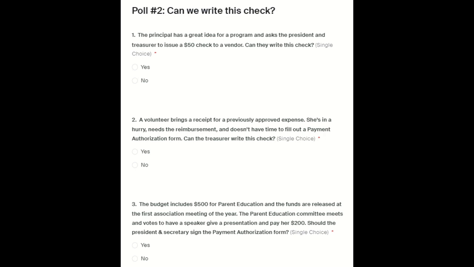Let's go through. Okay. The third question. The budget includes $500 for parent education, and the funds are released at the first association meeting of the year. The Parent Education Committee meets and votes to have a speaker give a presentation and pay her $200. Should the president and secretary sign the payment authorization form? And that would be no also, because remember we said that the committee cannot commit to expenditures. They have to be approved by the board or the association as an authorized expense. So no, they may have invited the speaker and stuff, but they can only make recommendations because like we said, maybe there's other plans. So no, even if funds have been budgeted and released, there's still the payment authorization, the third step. That's done by the board or the association.